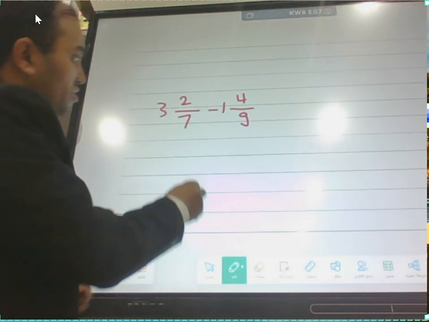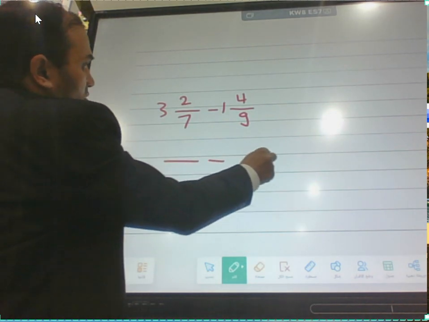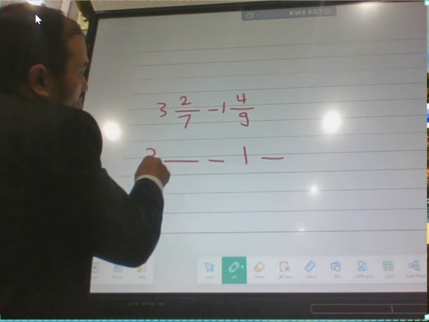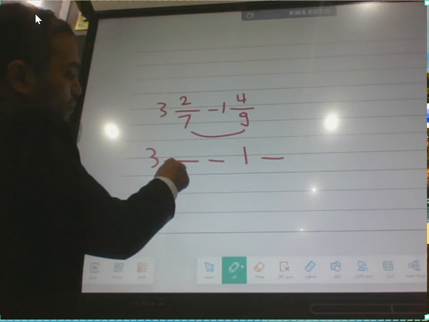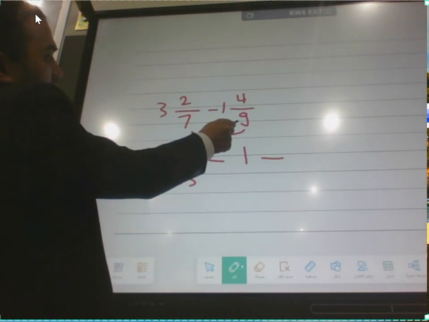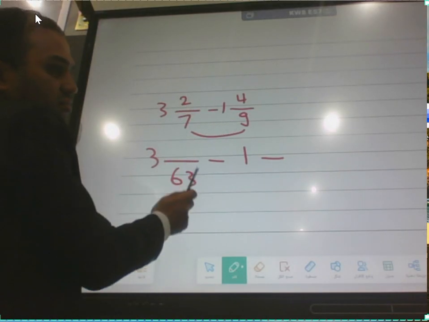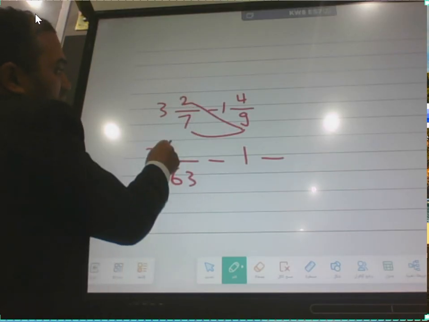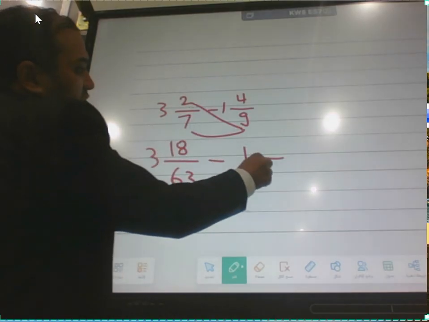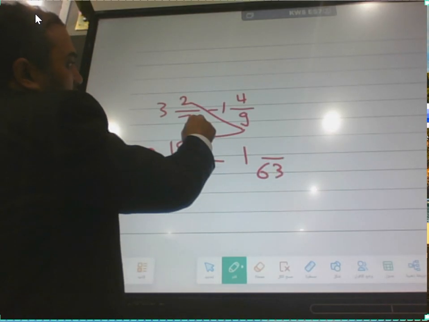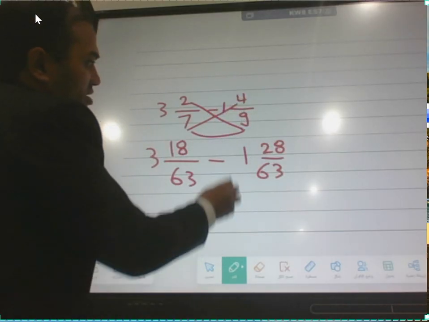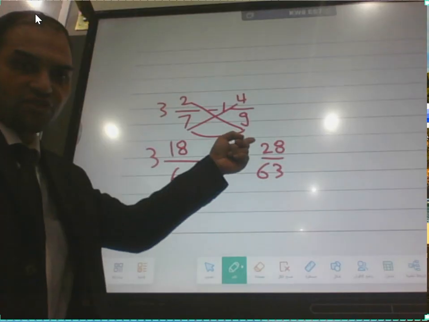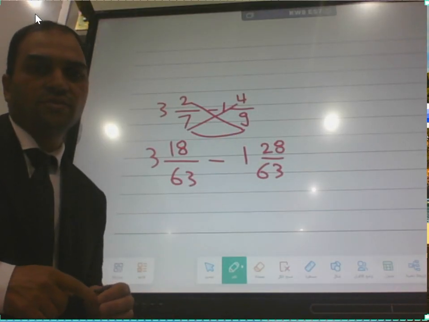So I will write here in the numerator the whole number 1. 7 times 9 equals 63. And then 63 divided by 7 equals 9, 2 times 9 equals 18. And then write here also 63, and 63 divided by 9 equals 7, 7 times 4 equals 28. Look at this example: 18 subtract 28 we can't do, so you must borrow 1.